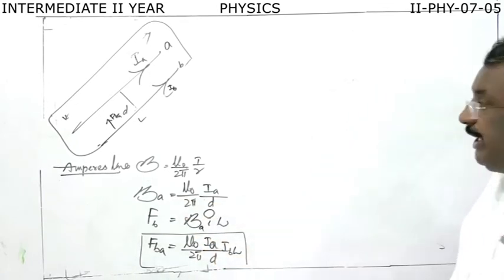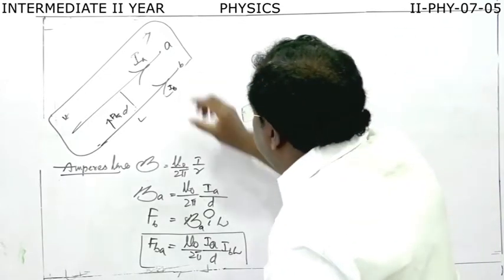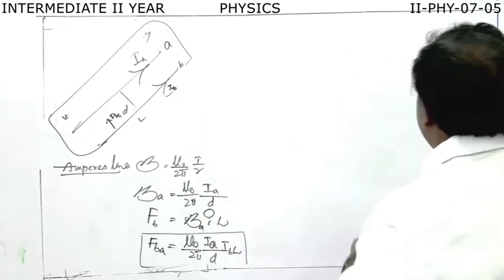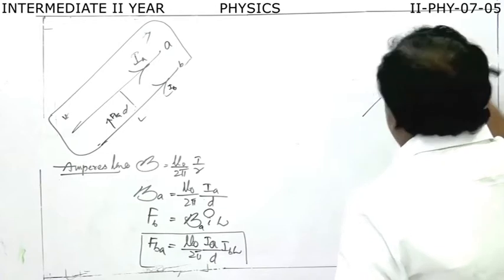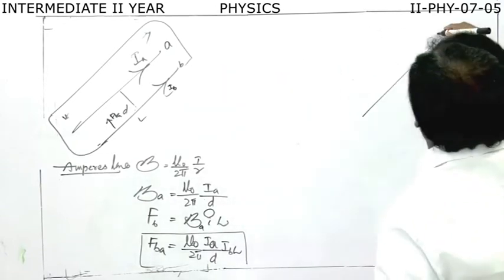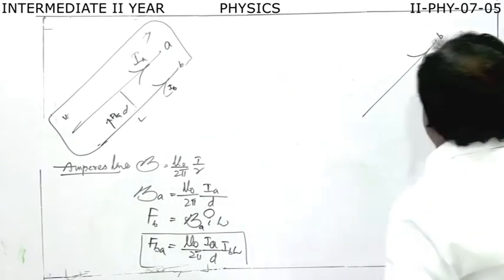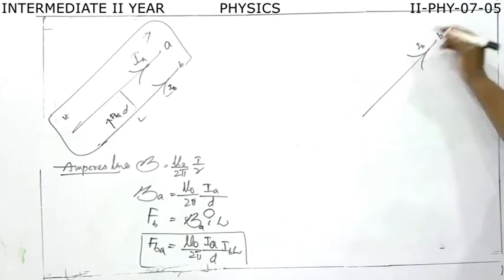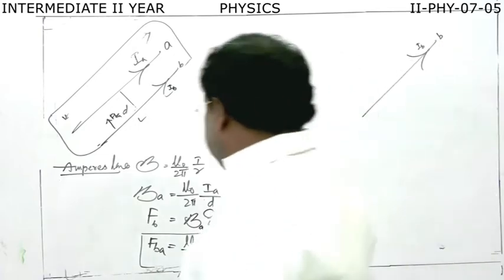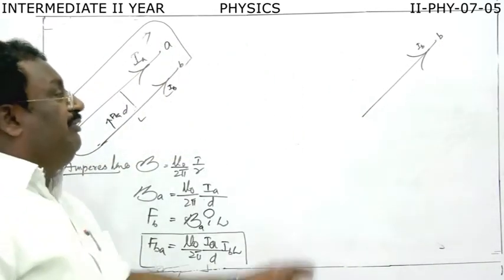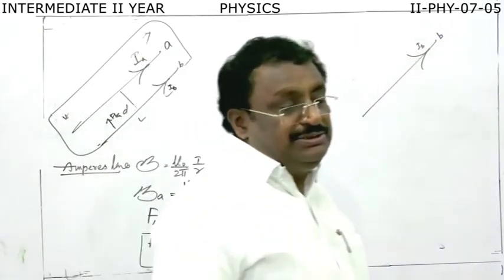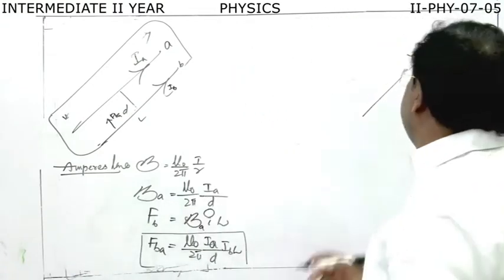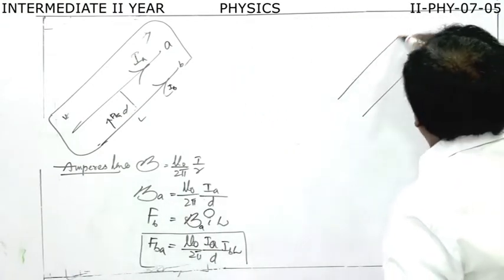Now you take this conductor B alone, like this. Now in this conductor, what is the current? IB. Now what happens when current is passing through this conductor? Around this conductor, again there will be some magnetic field.